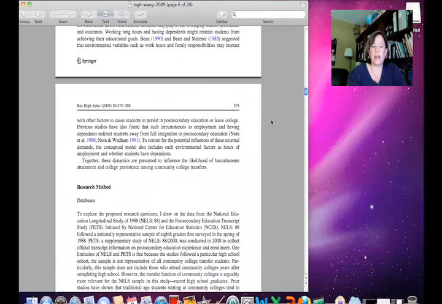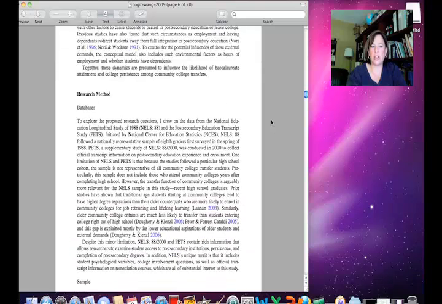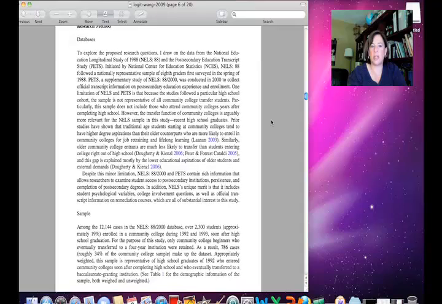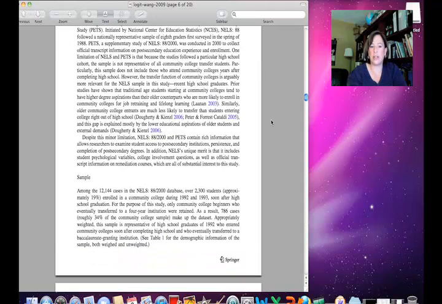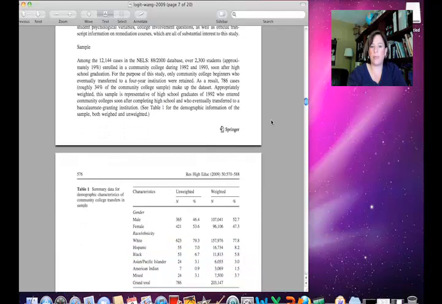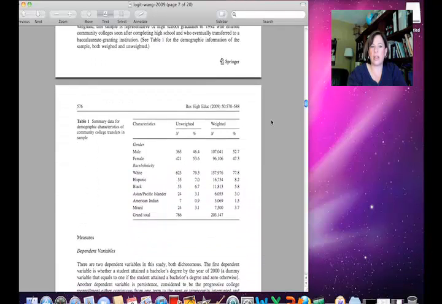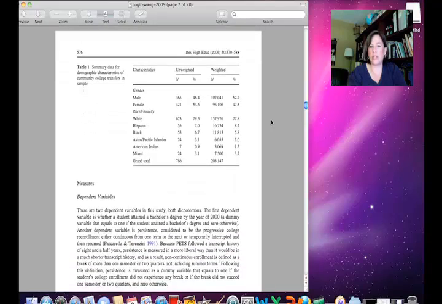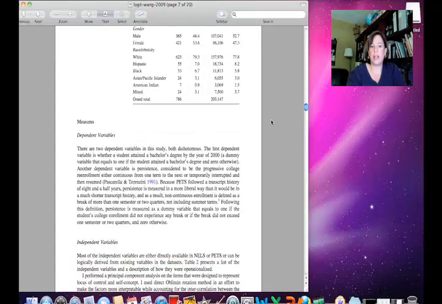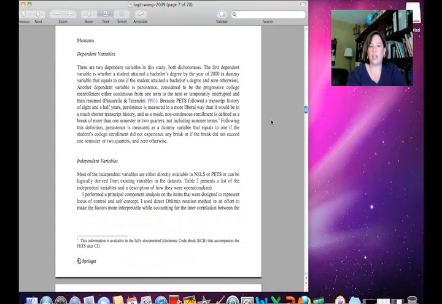And now we get to the research methodology section. So here the author is explaining where he got his data, what type of method he is using to study this problem. Here's the sampling methods and descriptive statistics about the sample. In Table 1, you see the descriptive statistics related to all the demographics of the sample. I mean, it's laid out very clearly. Here are the variables, how they're measured.